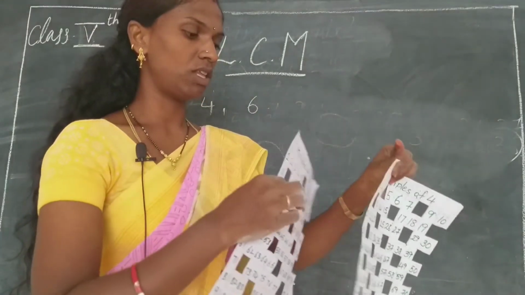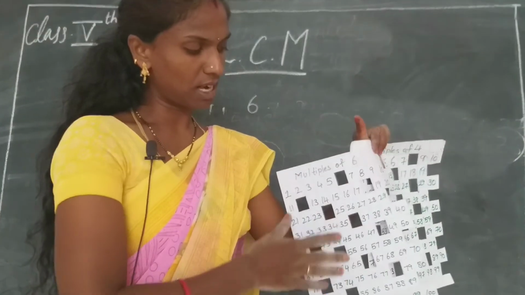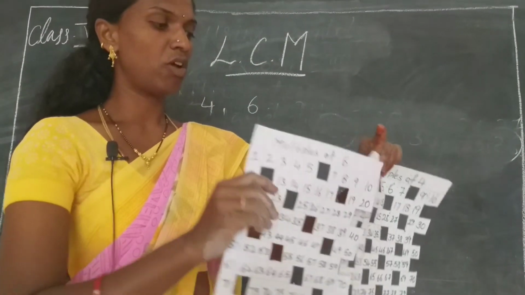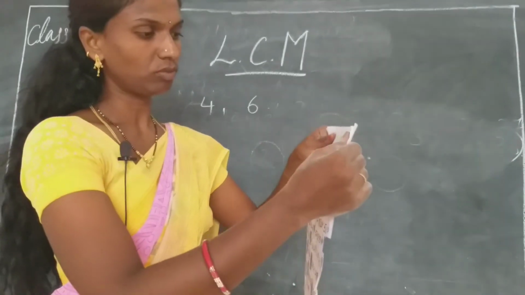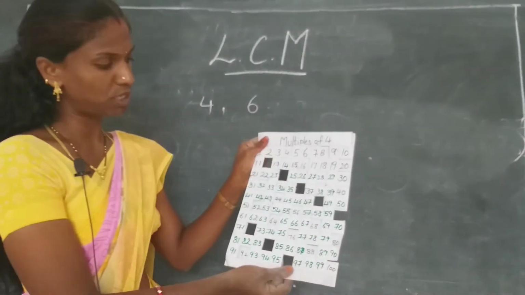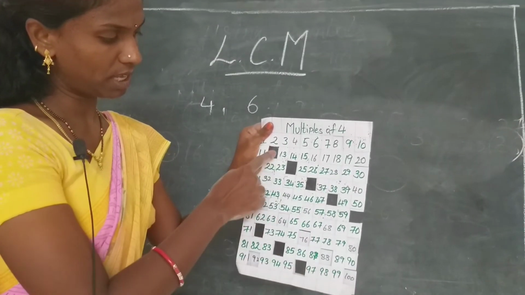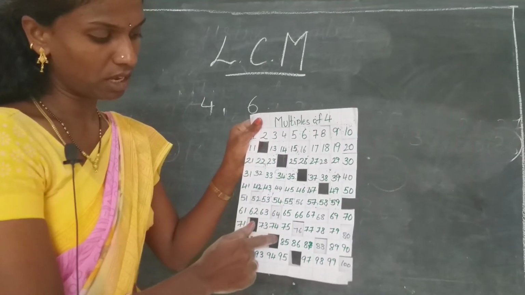24, after 23, 24. 24 is the multiple of 6, so I have taken 24. So I will place all these. In this chart I have taken all the multiples of 4, and in this chart I have taken all the multiples of 6. Now I will place one after the other. So I will place these two. Can you see the gaps in between? You can see the gaps here, here, here, here. What number should be there?